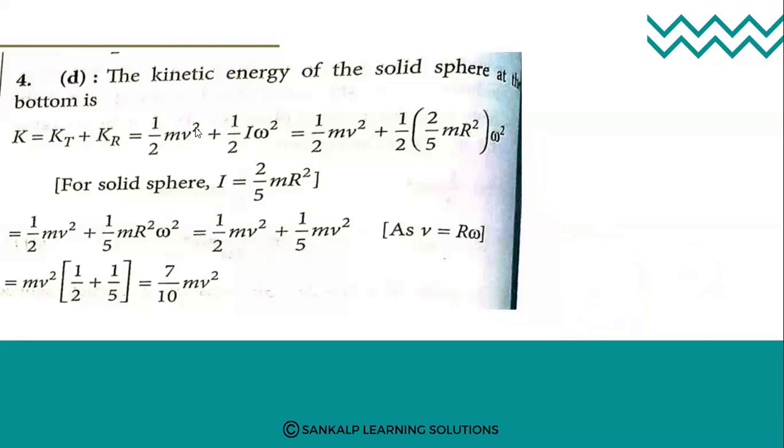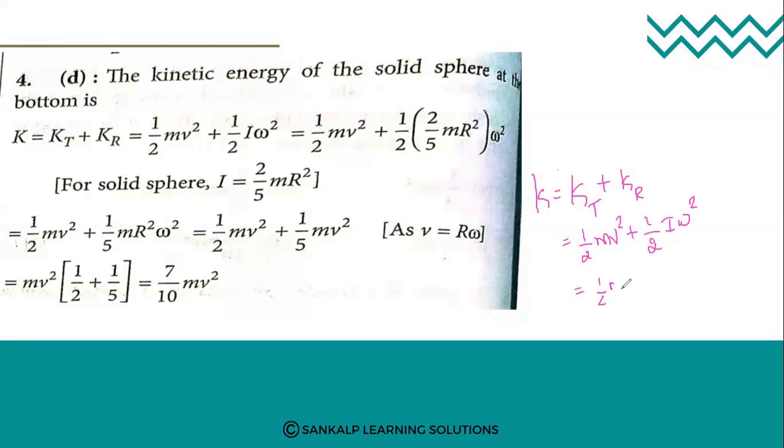For the rotational motion, the kinetic energy is given by what? 1 by 2 I omega square. So this half mv square, keep it as it is, plus 1 by 2 I omega square. The moment of inertia of the solid sphere is 2 by 5 mr square. Hope you are understanding here, students. So the kinetic energy is the sum of the kinetic energy of the translational motion, half mv square, plus for the rotational motion, half I omega square.